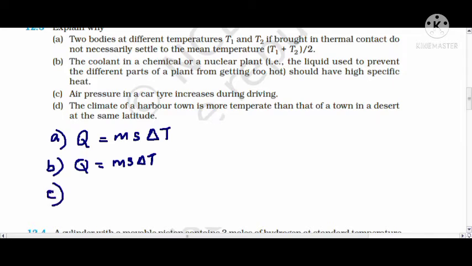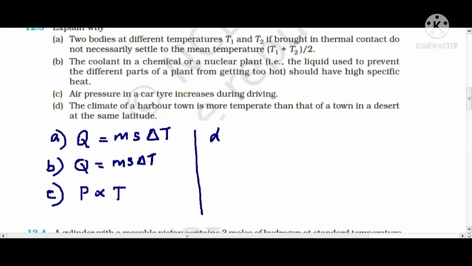Air pressure in a car tire increases during driving. We know P is proportional to T. During driving, due to friction, the temperature of the tires will increase. When the temperature increases, pressure also increases, because pressure is directly proportional to temperature for a given mass of gas at constant volume. So that is the reason air pressure in a car tire increases during driving. Now come to part D.